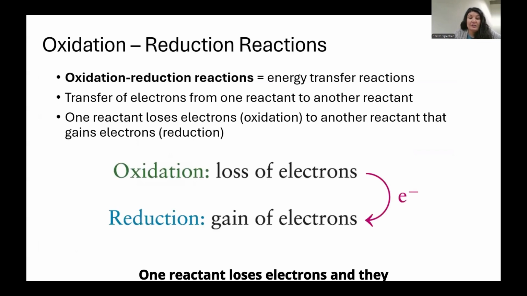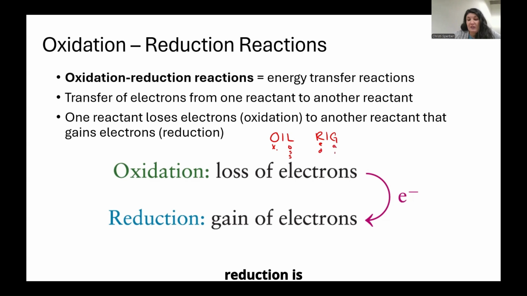One reactant loses electrons, and this is a process called oxidation. And the electrons lost are gained by the other reactant, and that is known as reduction. So oxidation is loss of electrons and reduction is gain of electrons. One mnemonic that is used to remember this is OIL RIG, where oxidation is loss and reduction is gain. So oxidation is loss of electrons, reduction is gain of electrons.